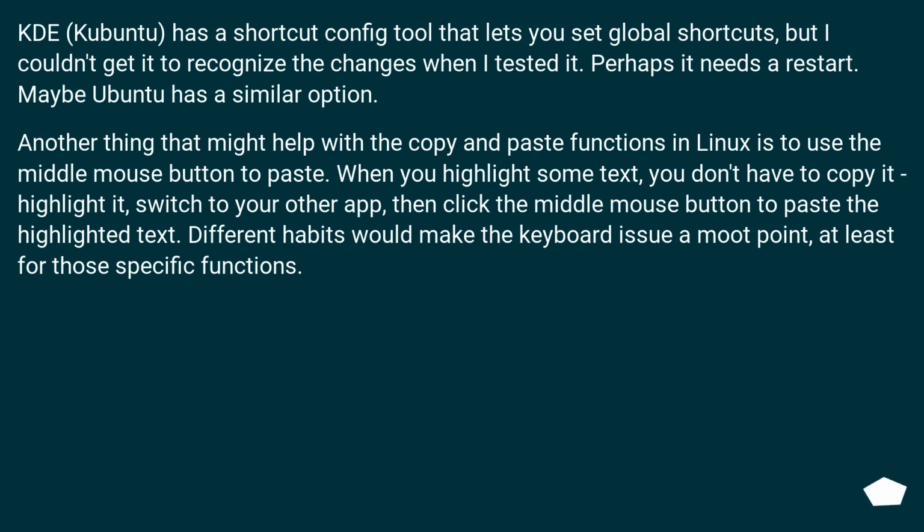Another thing that might help with the copy and paste functions in Linux is to use the middle mouse button to paste. When you highlight some text, you don't have to copy it. Highlight it, switch to your other app, then click the middle mouse button to paste the highlighted text. Different habits would make the keyboard issue a moot point, at least for those specific functions.